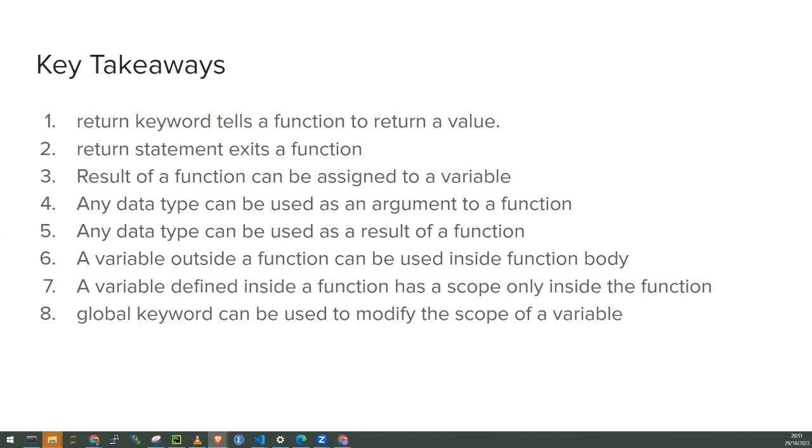I think in some IDEs, they will even give you a warning that this is not going to execute because it's below the return, unless you put it in an if else block or something similar. But we'll get back into that later. The result of a function can be assigned to a variable. Any data type can be used as an argument to a function. Any data type can be used as a result of a function, right?